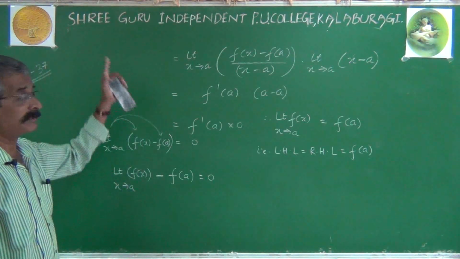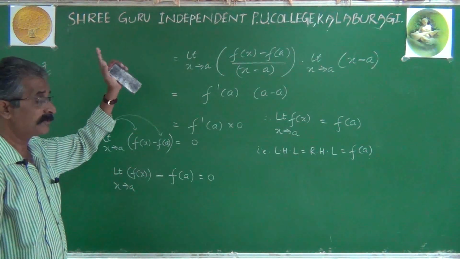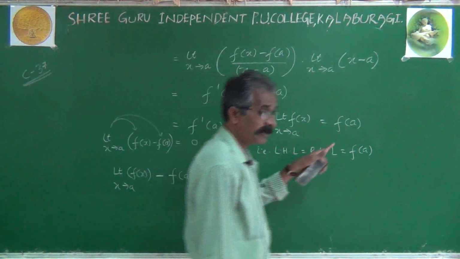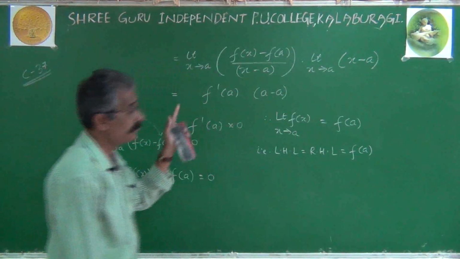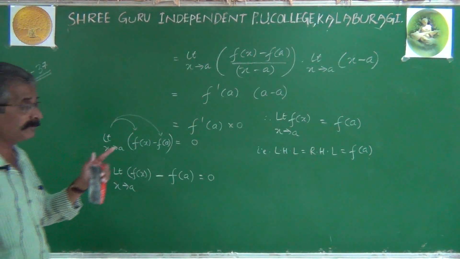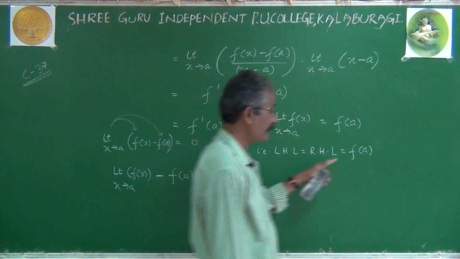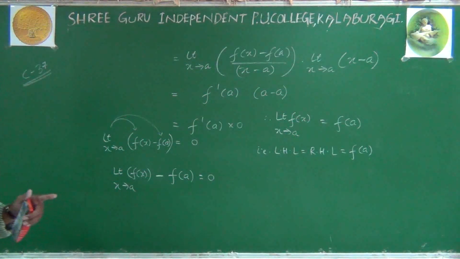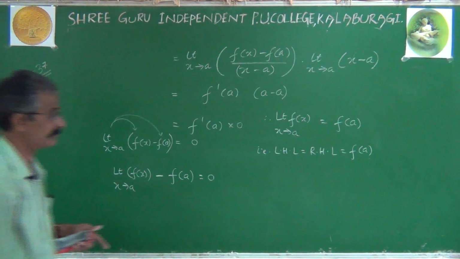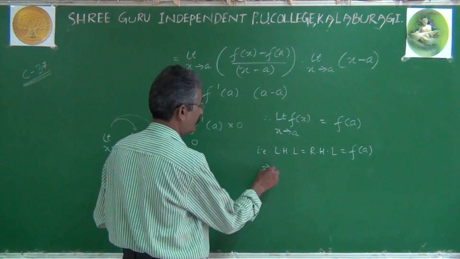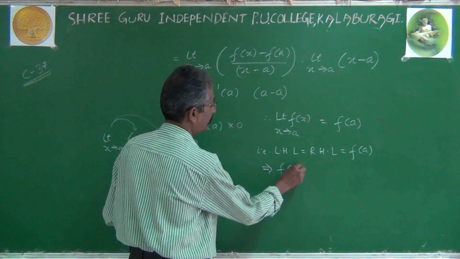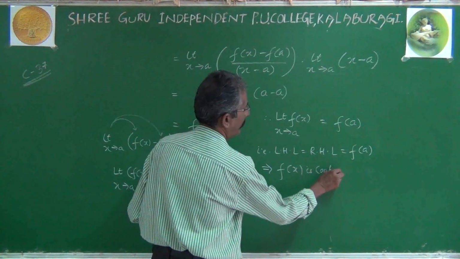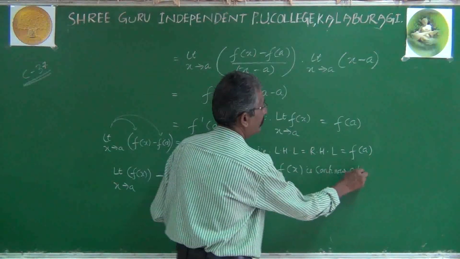Note that we started from differentiability. We started our process from differentiability and ended with continuity. That means we took the function as differentiable, and we have shown that the same function is continuous. That means every differentiable function is always continuous. Therefore, which implies that f x is continuous, of course continuous at x equal to a.